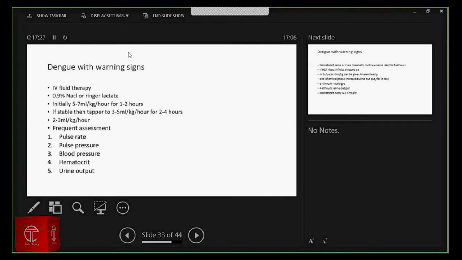So for patients with dengue with warning signs, fluid therapy is the mainstay of treatment because of their plasma leakage. The choice of fluid would be 0.9% normal saline, DNS, or Ringer lactate. Initially, patients who present with warning signs should get a fluid volume of 5 to 7 ml per kg per hour for 1 to 2 hours, and then you repeat a CBP and see if the hematocrit is dropping down.